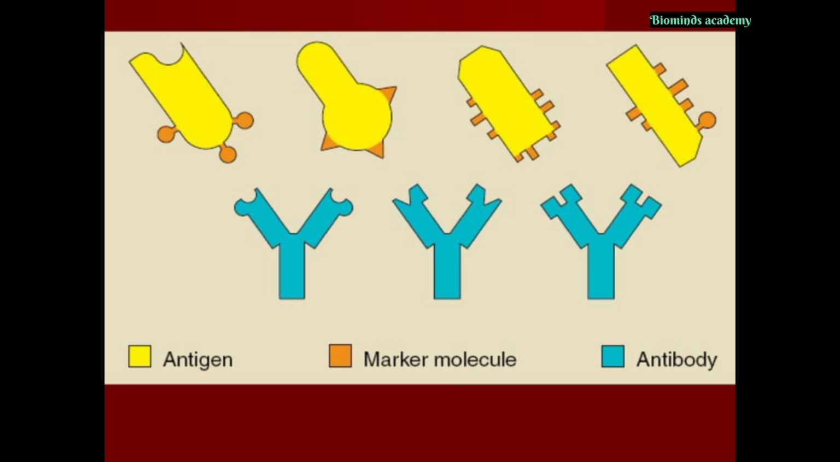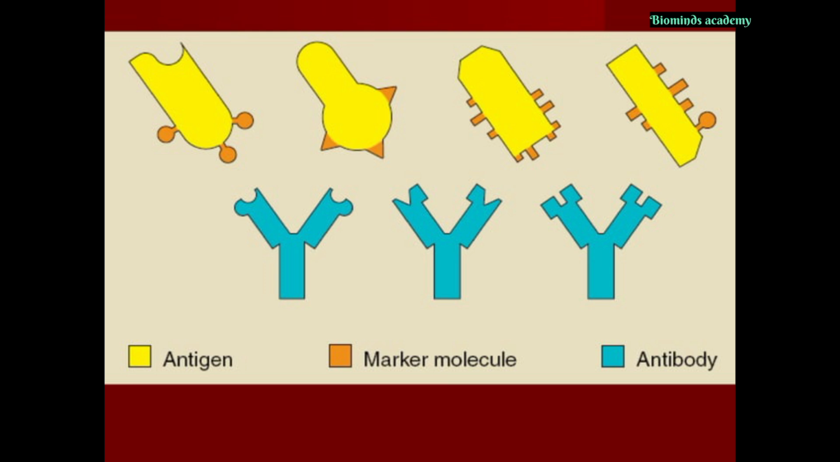The antigens are yellow. These are the foreign molecules, or parts of the pathogen, that elicit an immune response in the body. Each antigen has a unique shape that fits with a specific antibody. The orange color is a marker molecule, which can be a part of the antigen or associated with it, used to identify or tag the antigen. The blue color is antibodies, the Y-shaped proteins produced by the immune system to identify and neutralize the antigens.